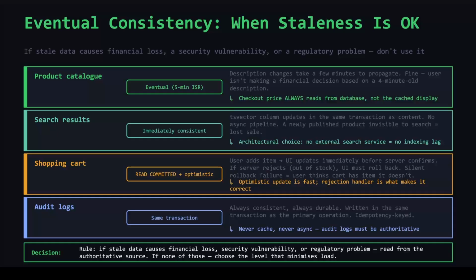The shopping cart. Read committed with optimistic updates. The optimistic update is fast. The rejection handler is what makes it correct. Silent rollback failure, where the server rejects but the UI doesn't reflect it, means the user thinks their cart has an item when it doesn't and discovers the discrepancy at checkout. Audit logs: same transaction as the primary operation. They're always consistent, always durable, never cached, never asynchronous.